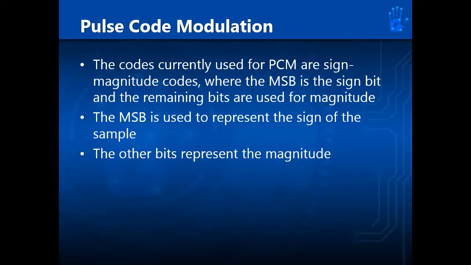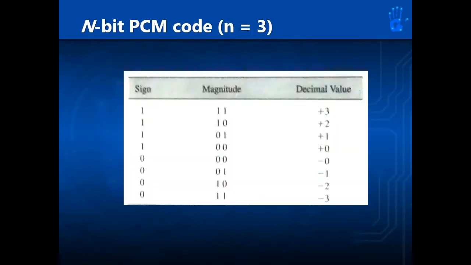The MSB is used to represent the sign of the sample. MSB is short for most significant bit. The other bits represent the magnitude. N-bit PCM code, wherein n is equal to 3. As you can see, there are 3 bits in this example. We have the sign bit, and we have the magnitude. The sign bit consists of only 1 bit. The magnitude consists of the 2 other bits.